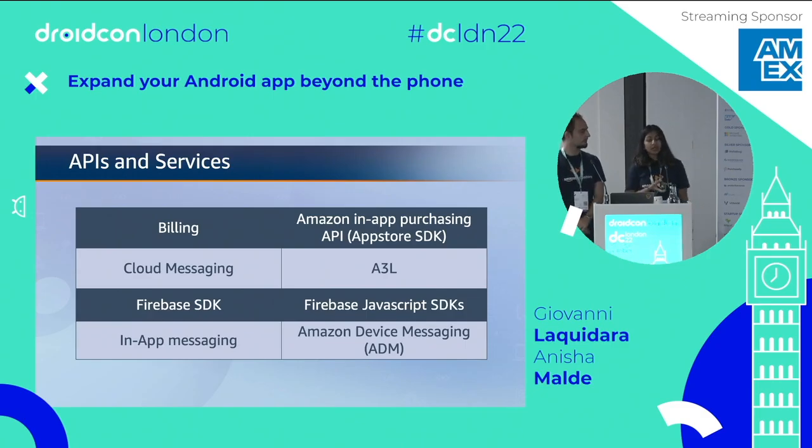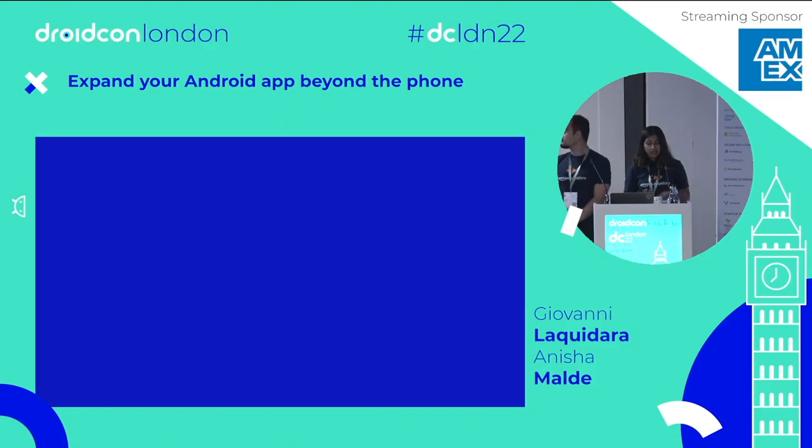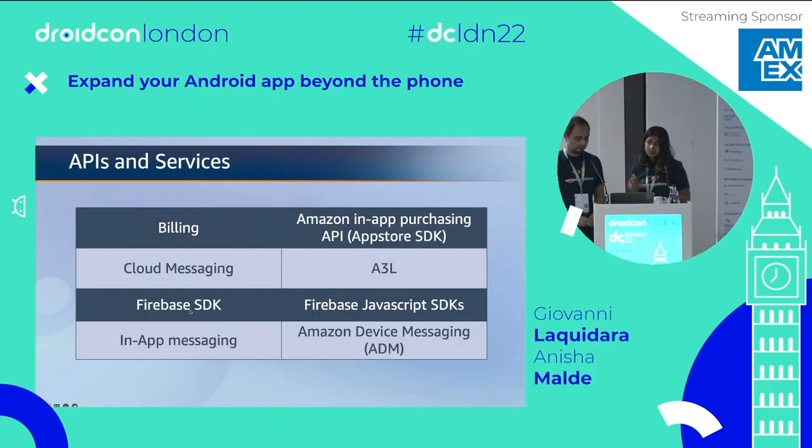If you're using cloud messaging and you're using Firebase Cloud Messaging specifically, you can use our abstraction library, so you can have your messaging happening through both ADM and Firebase at the same time with A3L. If you're using Firebase SDK, you can use the JavaScript SDKs. And finally, if you're not using Firebase, you can use in-app messaging and specifically our Amazon Device Messaging SDK, so ADM. So there is a full suite of equivalent services.